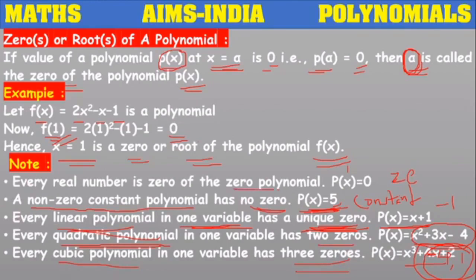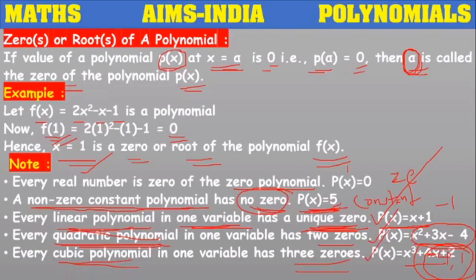For a zero polynomial, any real number will be a zero. For a non-zero constant polynomial, there is no zero. For a linear polynomial, there always exists a unique zero. Only 1 zero will be there. For a quadratic polynomial, 2 zeros will exist. For a cubic polynomial, 3 zeros will exist.